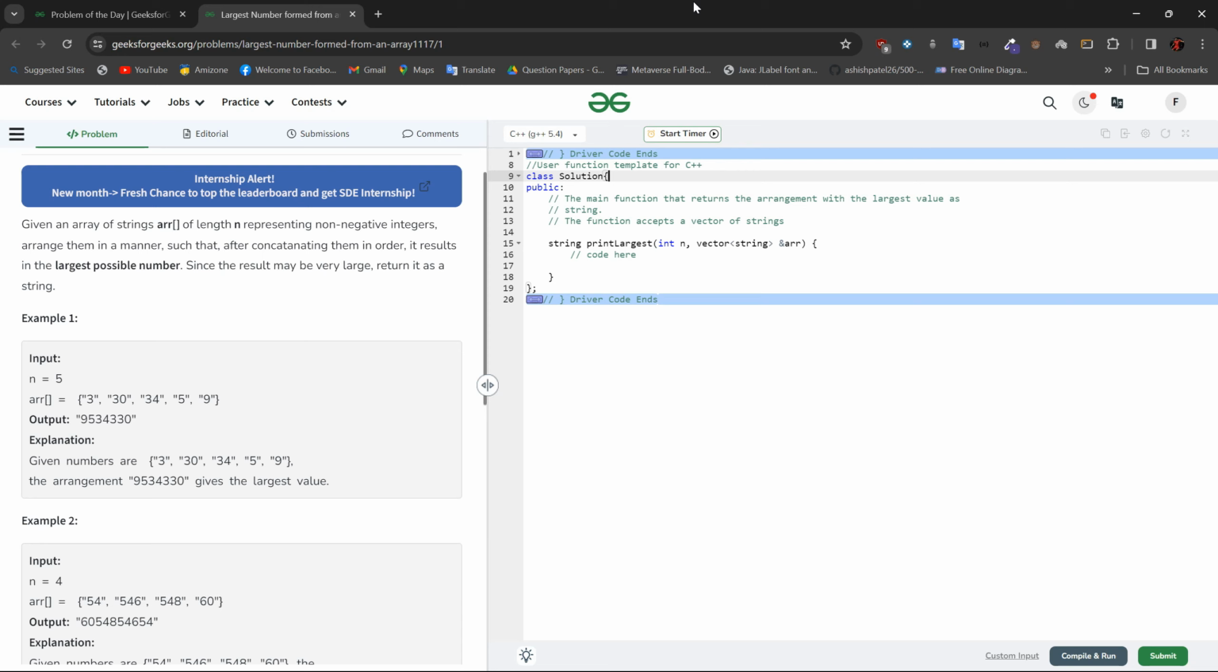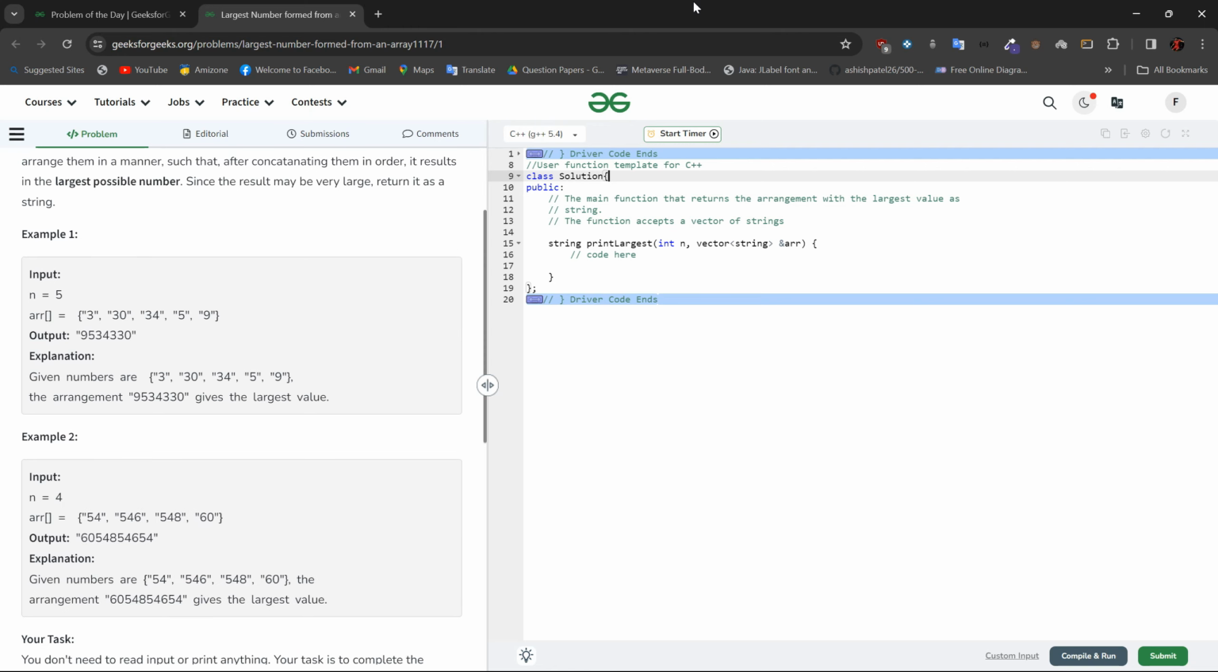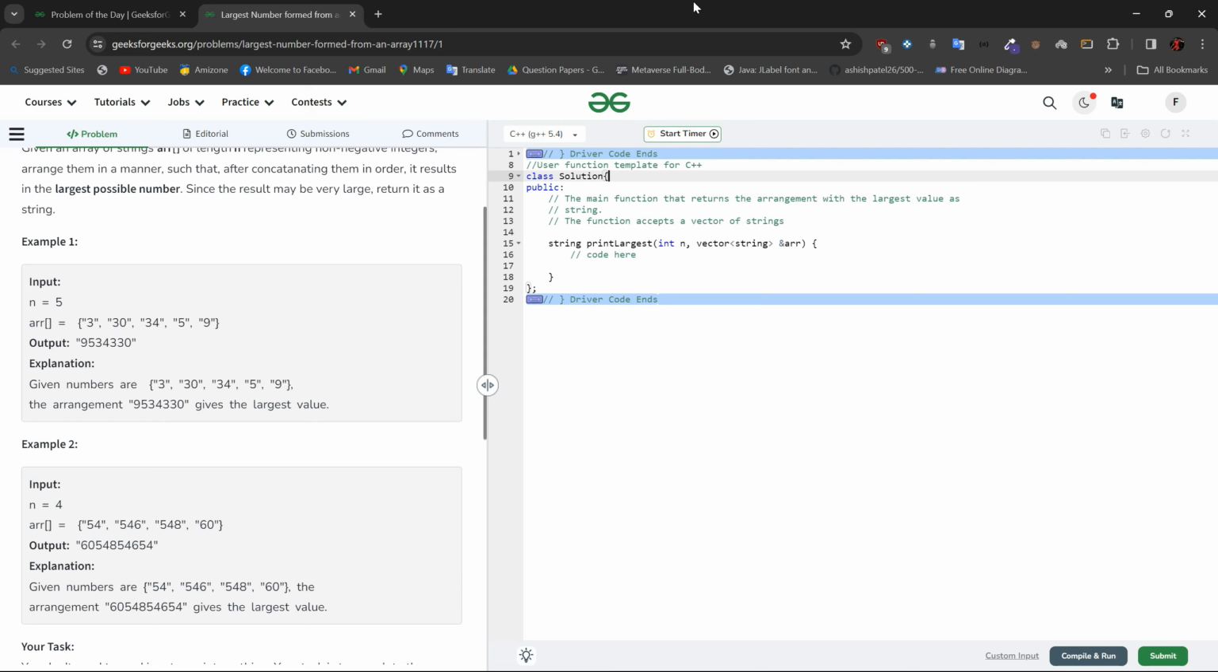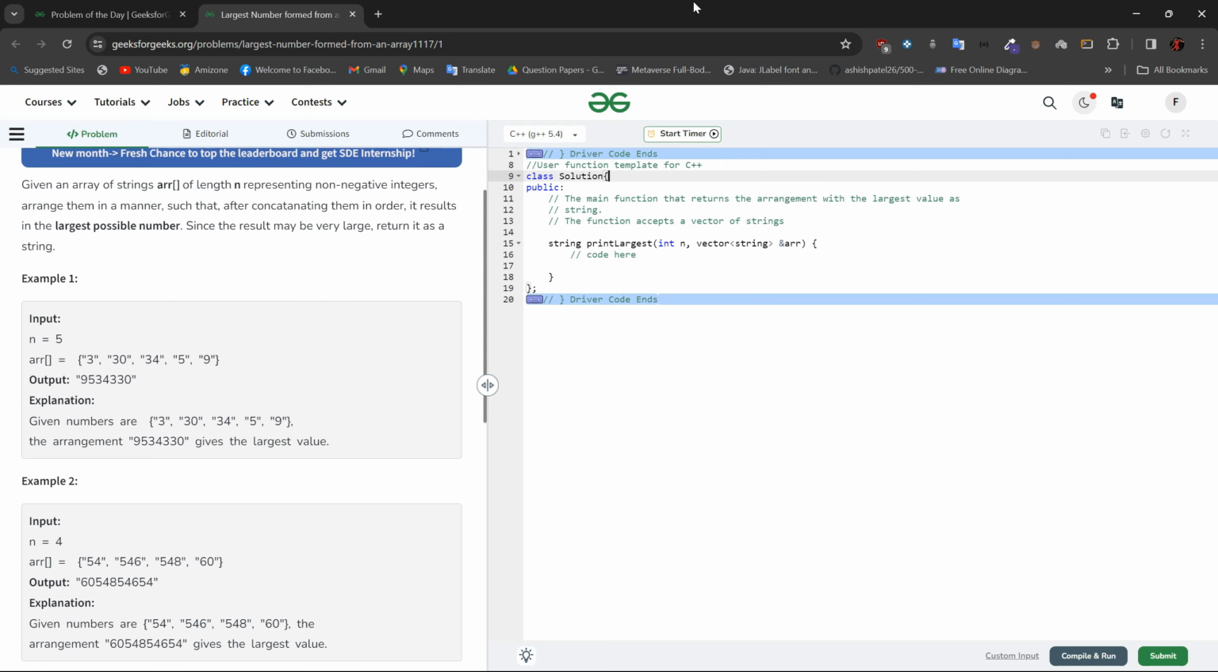Given an array of strings ARR of length n representing non-negative integers, arrange them in a manner such that after concatenating them in order, it results in the largest possible number. So we have been given an array of size n and it is an array of strings. What we have to do is concatenate them in a manner that they will form the largest possible number. Okay. So let's understand this question.